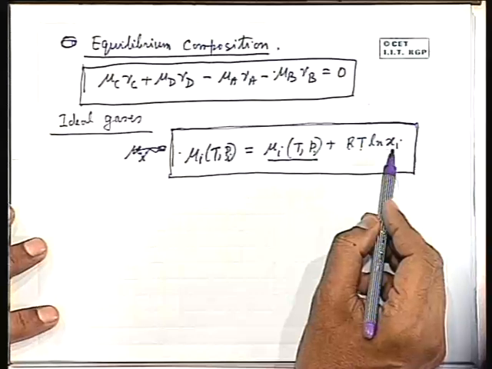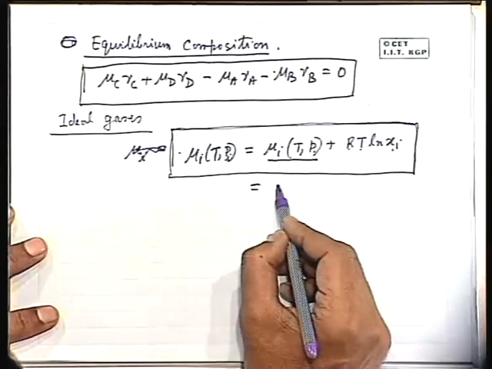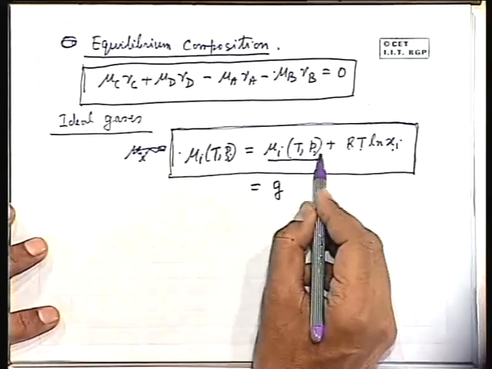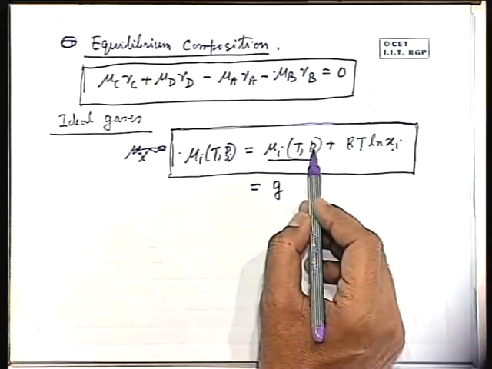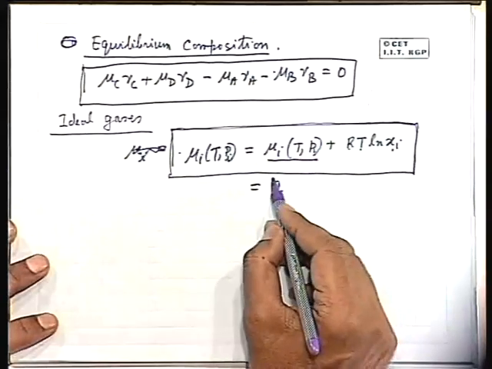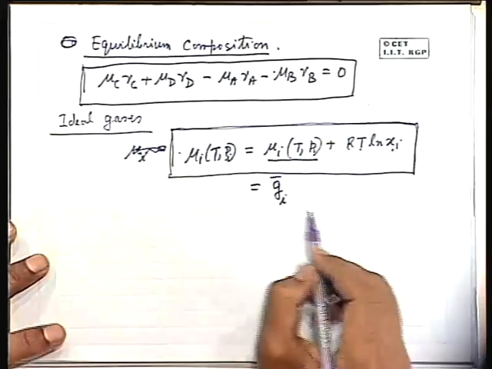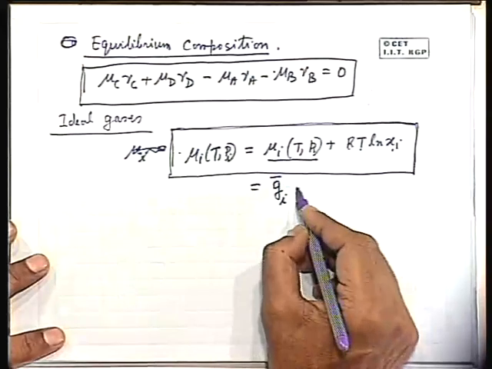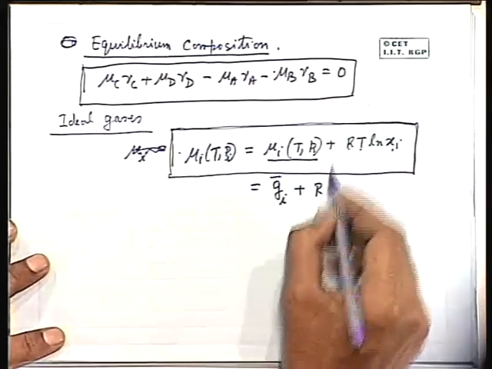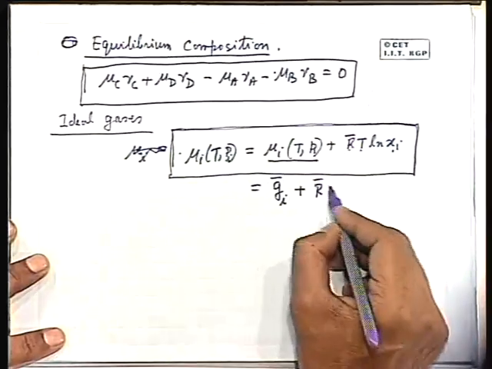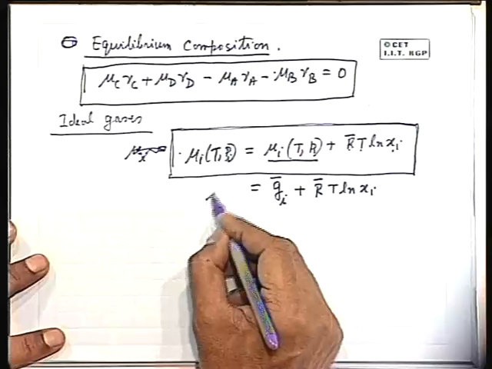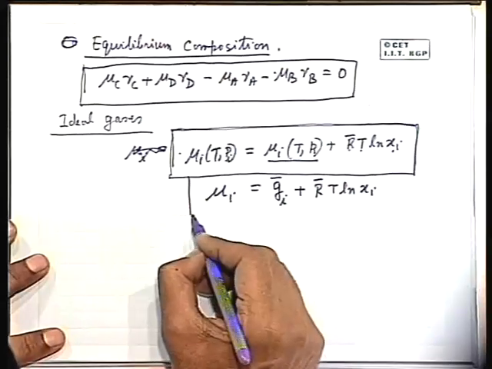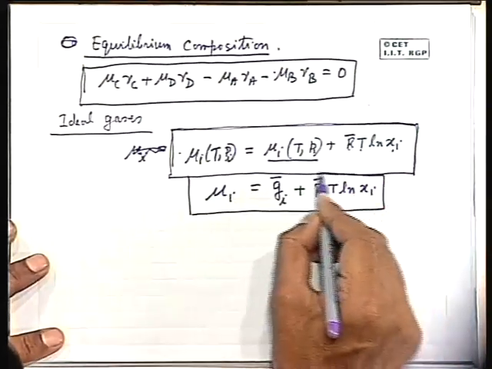What is xi? It is the mole fraction. Now this can be written as: the chemical potential of any component at the same pressure, that means the total pressure of the mixture, and the temperature, can be written as the molar Gibbs function of the ith component. This is R bar, the universal constant, when I deal with mole fraction. So this particular expression is very, very important.